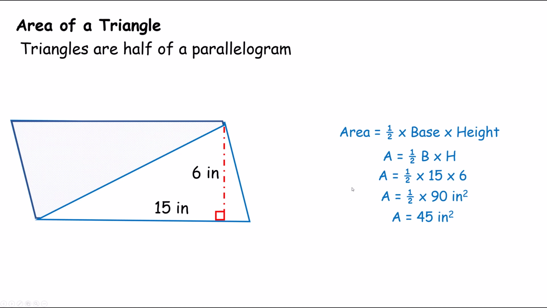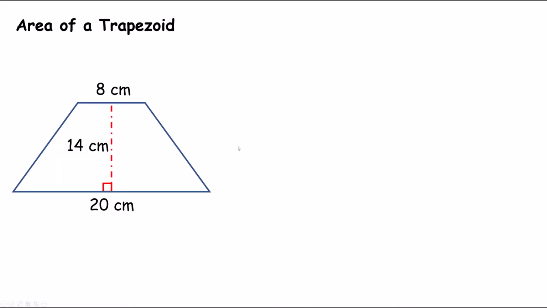And there again, that's the basic idea of what we're doing here: we're trying to figure out ways that we can take shapes that may not have right angles and cut those apart and rearrange them in order to fit square units inside. That takes us to our trapezoid today.